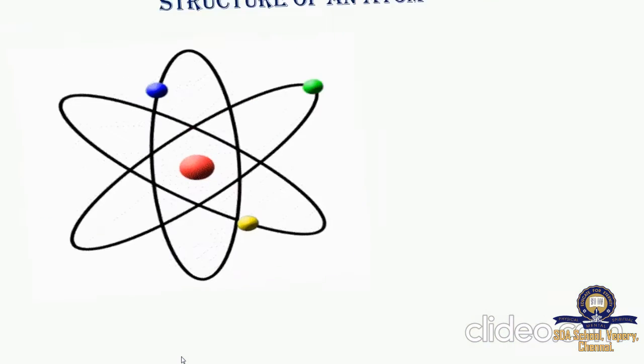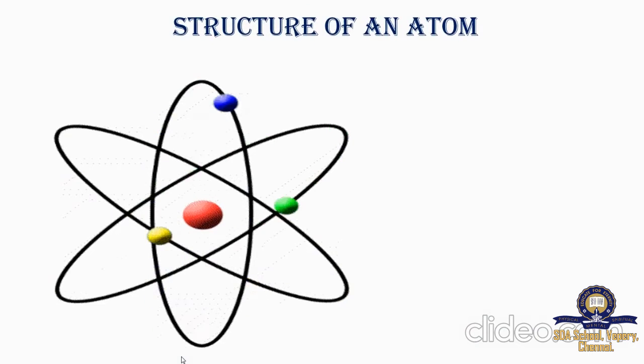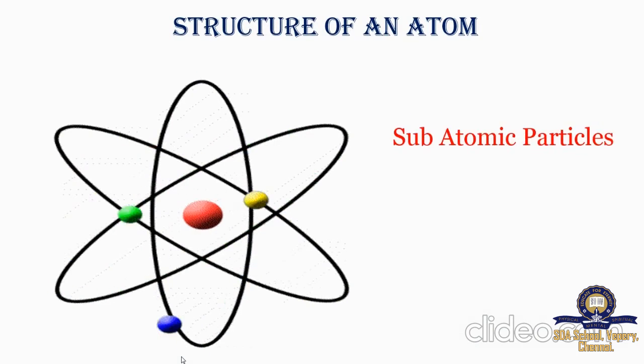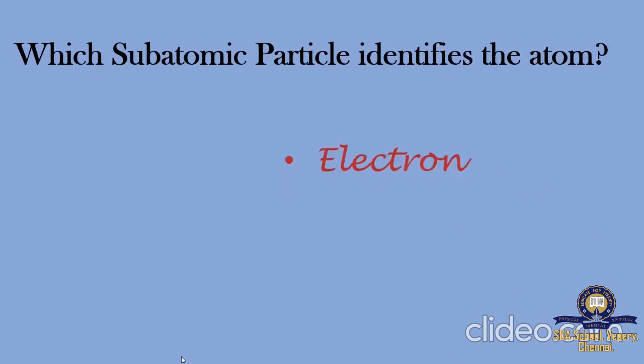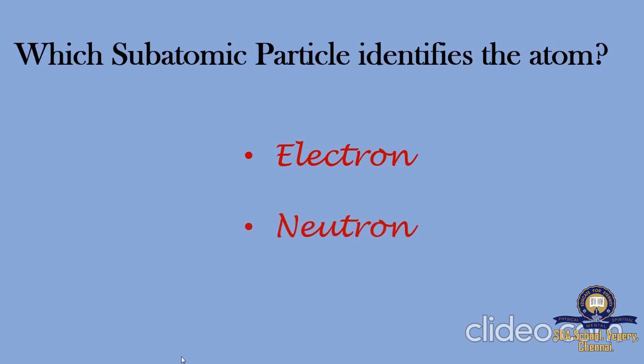So let's move on to the class. We know that there are three subatomic particles of an atom, right? What are they? They are proton, neutron and electron. So now let me raise a question before you. Which subatomic particle identifies the atom? Whether it is electron or neutron or a proton.